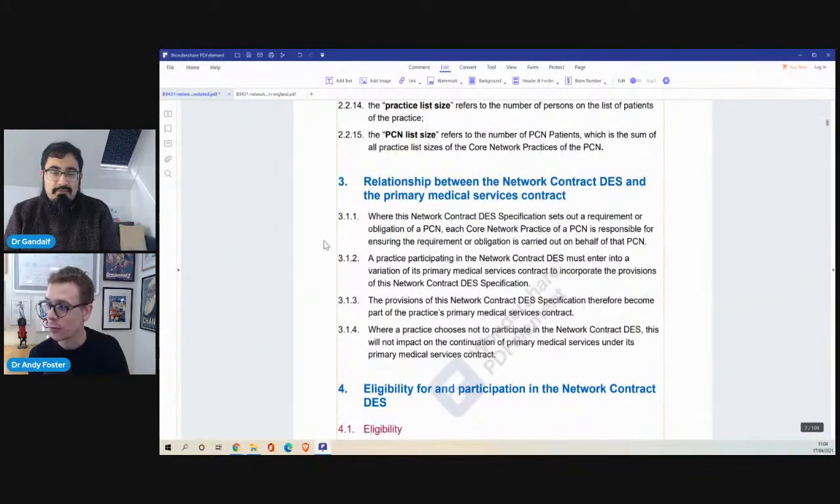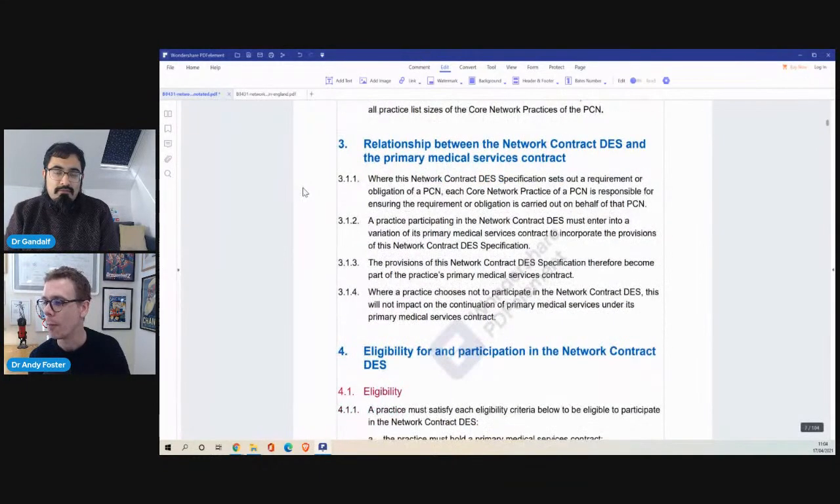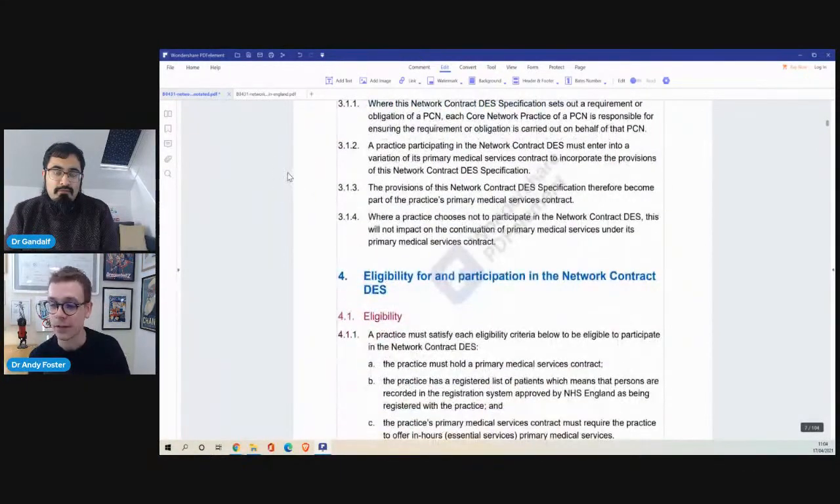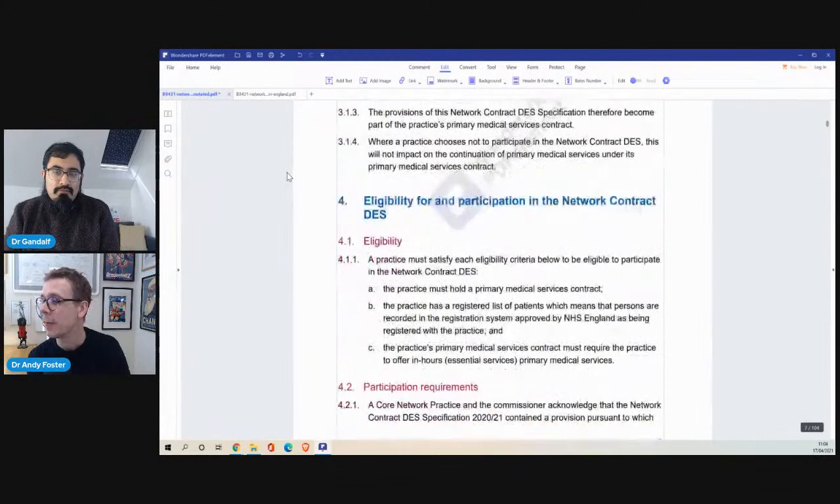It talks about the relationship between our main PMS and GMS contracts, and essentially when you opt in, it's a modification of your GMS contract, isn't it, Gandhi, which is important for people to understand, that it becomes part of your core contract until you opt out. So that's quite significant. But I think most people are opted in at this stage. Most practices are members of a primary care network up and down the country, I think, with a few exceptions.